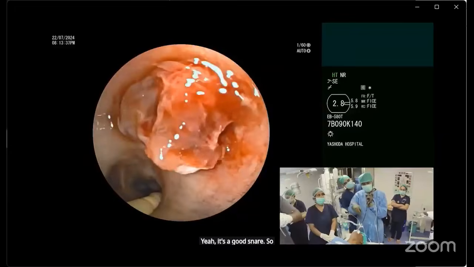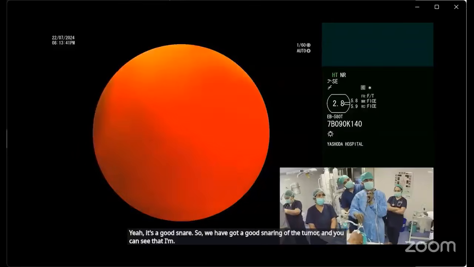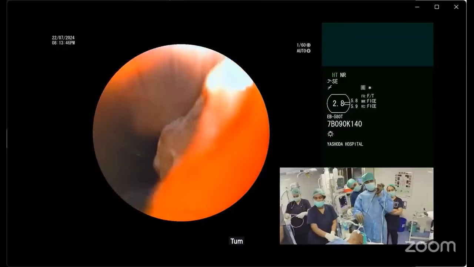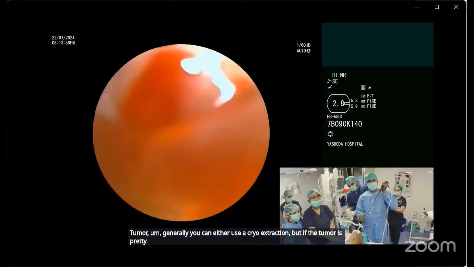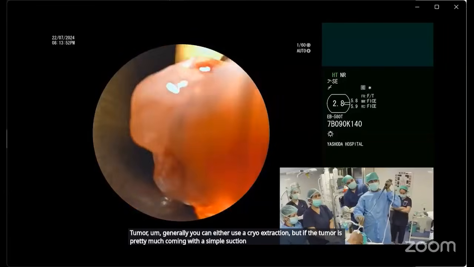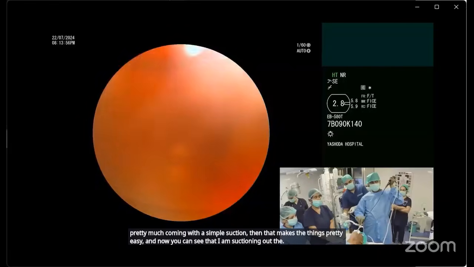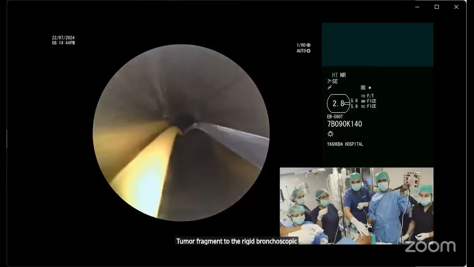So we have got a good snaring of the tumor, and you can see that in this case, I'm trying to suction it out. Generally you can either use cryo extraction, but if the tumor is coming out with a simple suction, then that makes things pretty easy. Now you can see that I am suctioning out the tumor fragment into the rigid bronchoscopic barrel. Now the tumor is out.